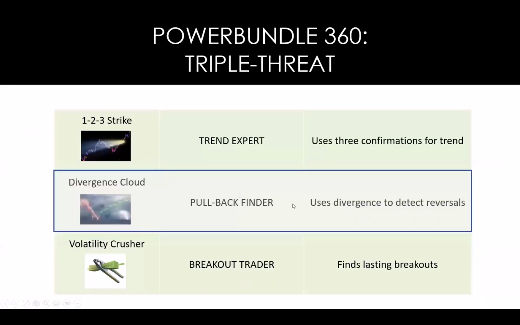Now, let's move on to Divergence Cloud. We're going to look at the indicators a bit later on the chart again, but I'd like to cover first the theory behind these three indicators before we move back to the chart. So the second indicator is Divergence Cloud, our pullback finder or our reversal finder.